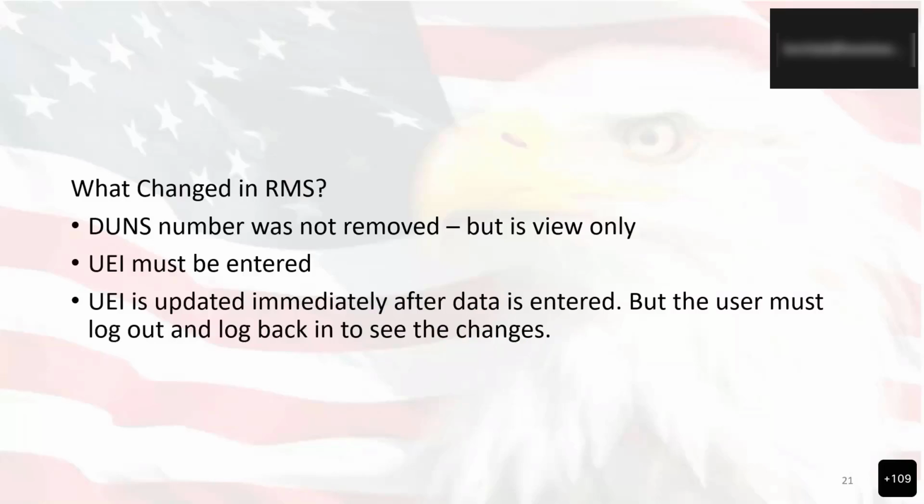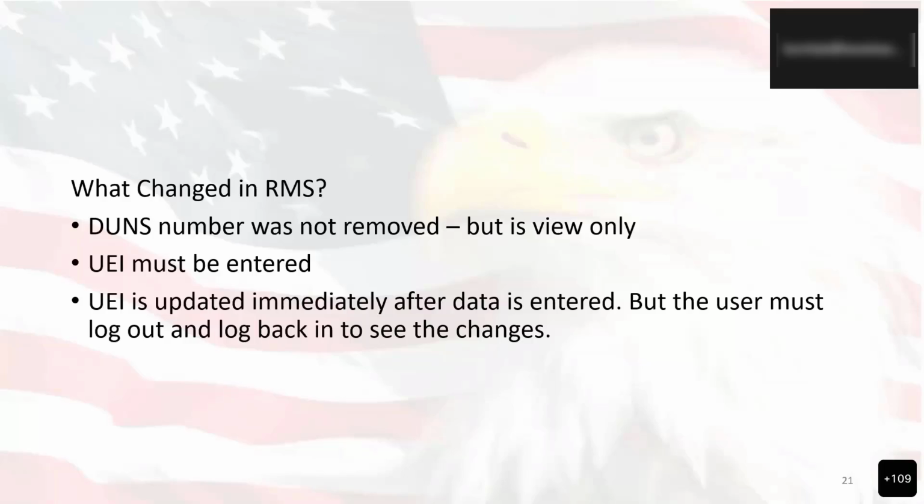All right, so what changed in RMS? The DUNS number was not removed, but it is view only. If the contractor organization is currently registered in sam.gov with either an active or inactive registration, they have already been assigned a UEI, so the UEI must be entered. The UEI is viewable on the contractor's entity registration record in sam.gov, as mentioned previously. To learn how to view the UEI, see the guide that I just popped up, so you can refer to the previous slide.